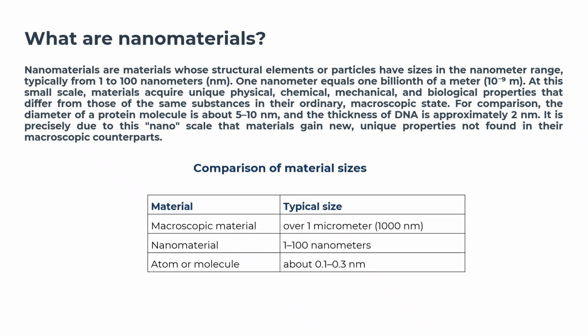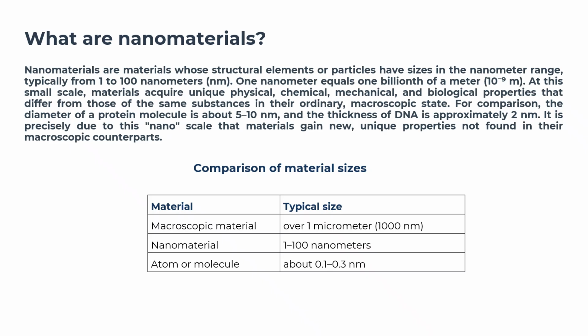What are nanomaterials? Nanomaterials are materials whose structural elements or particles are within the nanometer range, typically between 1 and 100 nanometers. One nanometer equals one billionth of a meter. At this extremely small scale, materials exhibit unique physical, chemical, mechanical, and biological properties that differ significantly from those of the same substances in their conventional macroscopic form.